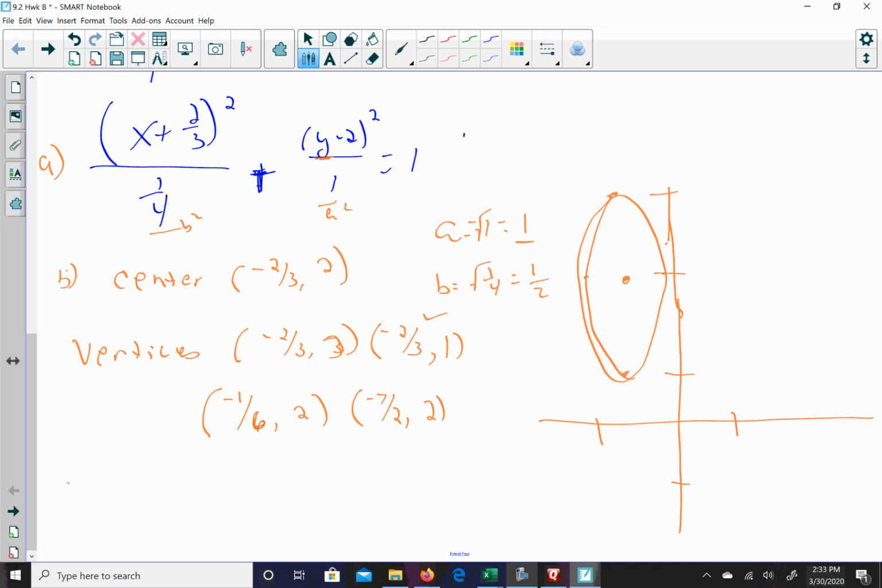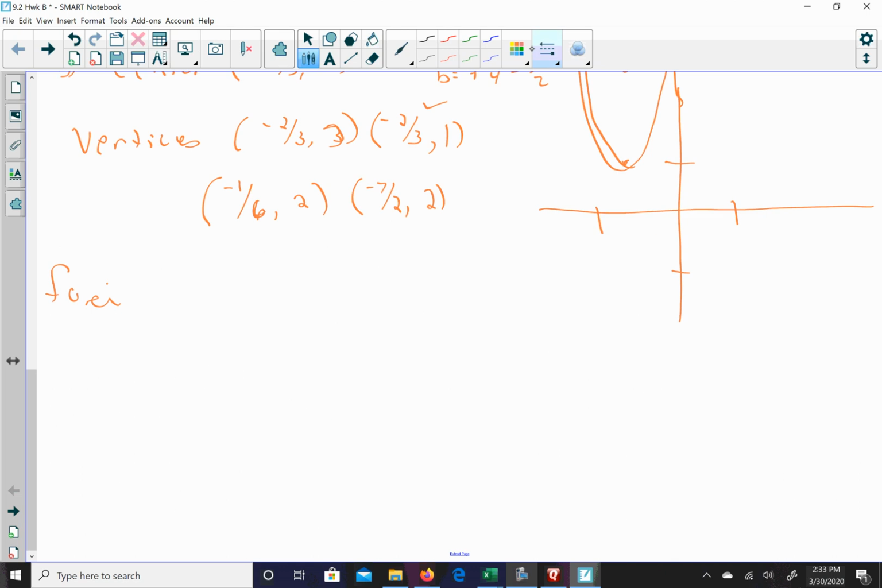And then the last thing I need is I need to find my foci, which means I need to find my C. So to find my C, the formula is C squared is equal to A squared minus B squared. So C squared, A squared is 1 minus B squared, which is 1/4. So C squared is equal to 3/4. Take the square root of both sides. I'm going to end up with the square root of 3 over 2, because the square root of 3 is the square root of 3, and the square root of 4 is 2.